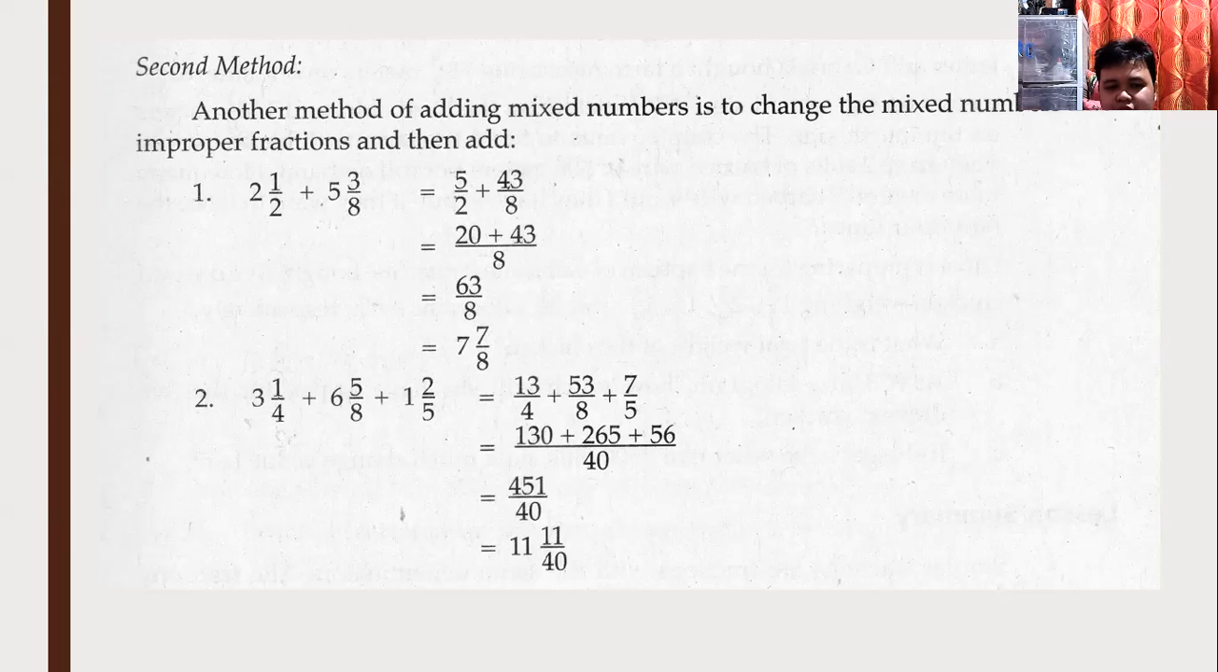Kasi 8 times 2 siya dapat 16 plus 5. What do you think? Mali naman yung book natin. So, 21 plus 43 dapat siya over 8. But it is 20 plus 43 over 8. So, 63/8. 63, i-divide mo sa 8.